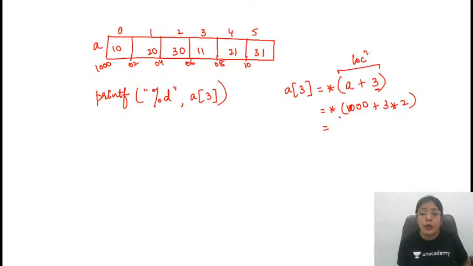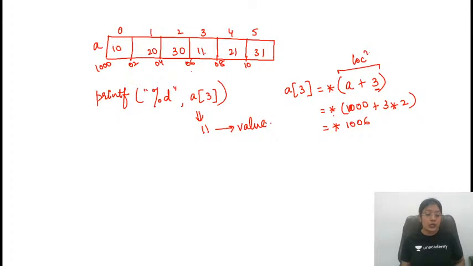So what will this print? The value at location 1006. What value is present at location 1006? That is the value of a of 3, that is 11. So if it is a one dimensional array, then a of 3 will return the value. Pointer to the first element of the fourth one dimensional array. Clear? So if it is a one dimensional array, then it is returning the value.